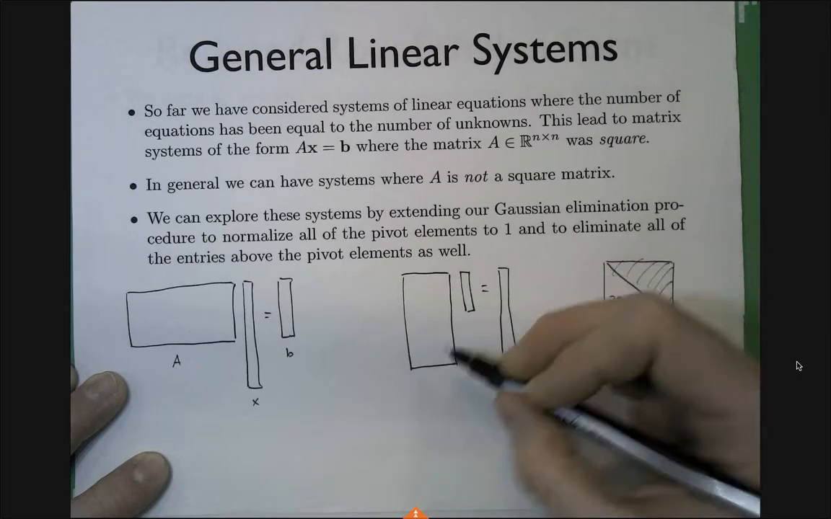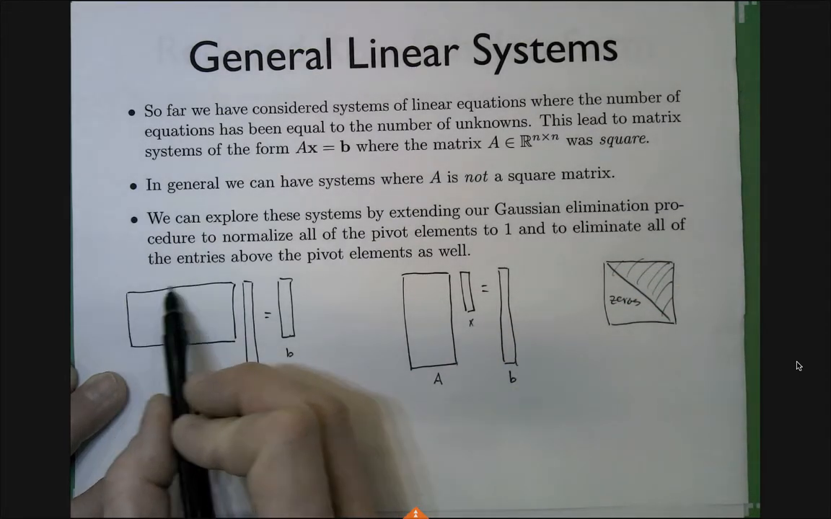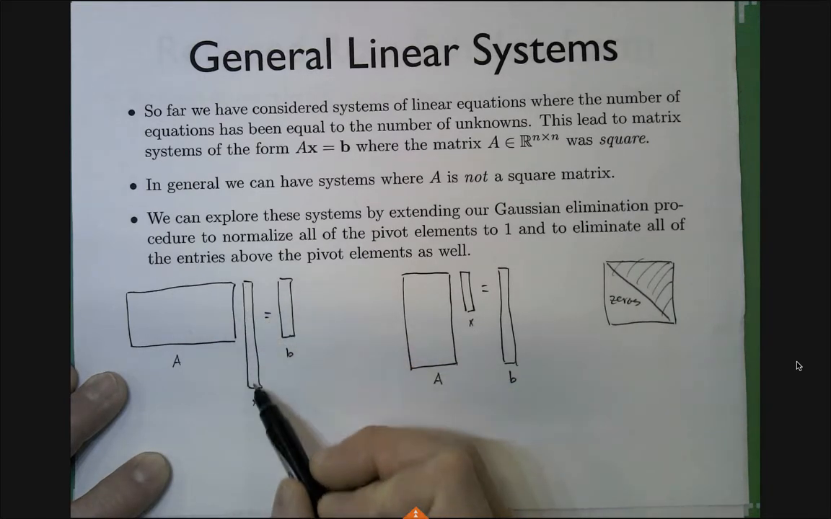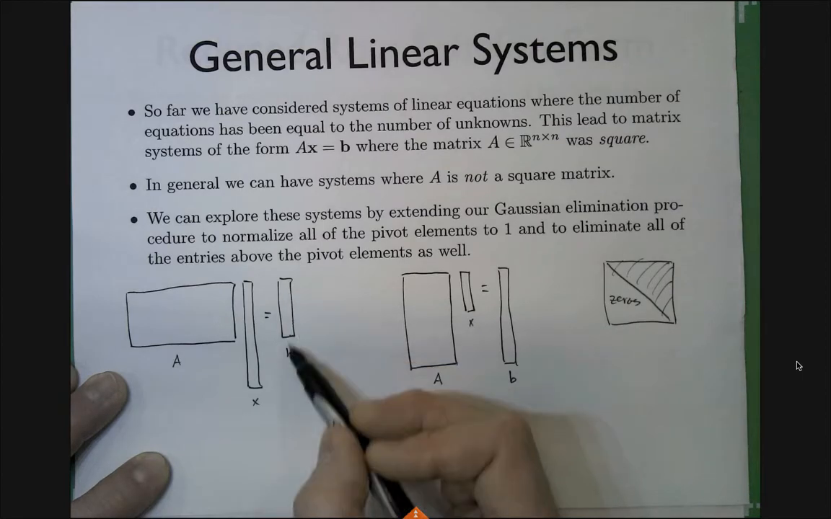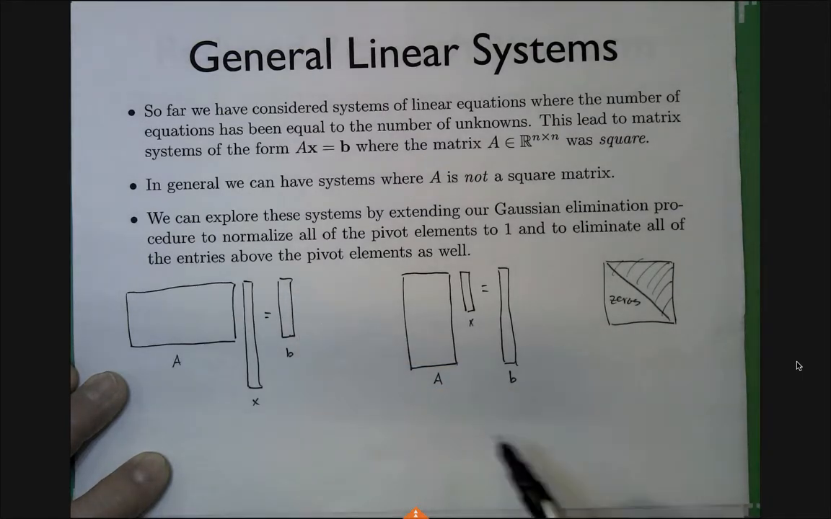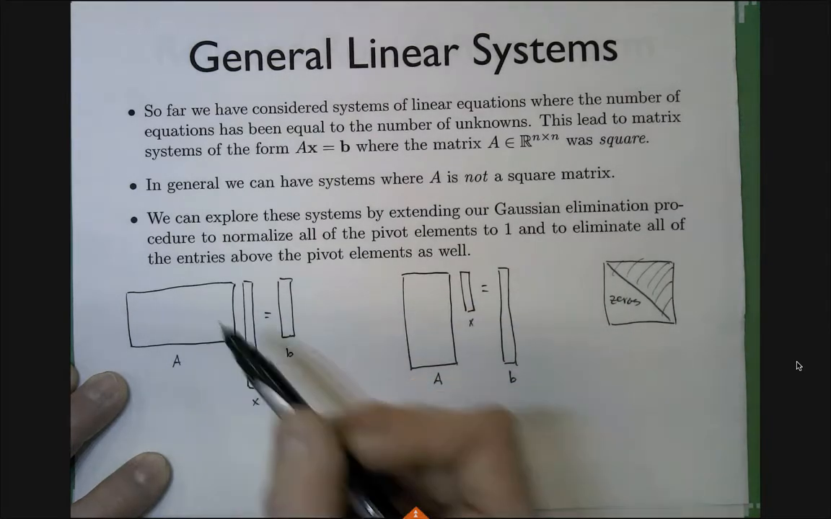So you know that the dimensions have to match. The number of columns here has to match the number of dimensions in X, and the number of rows here has to match the number of elements in B. Same thing here, right? Except that this is the case where we have more rows than columns. This is the case where we have more columns than rows.